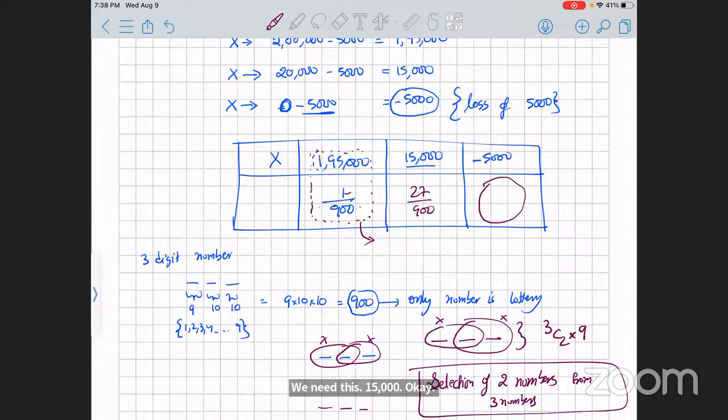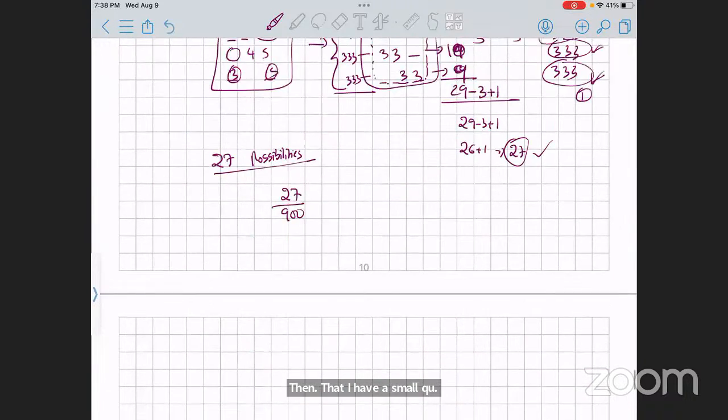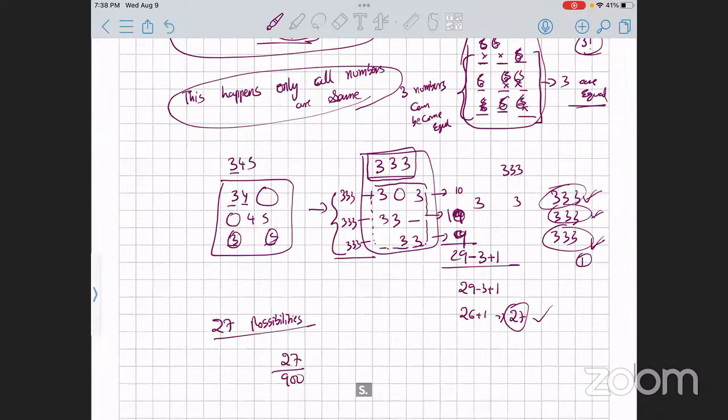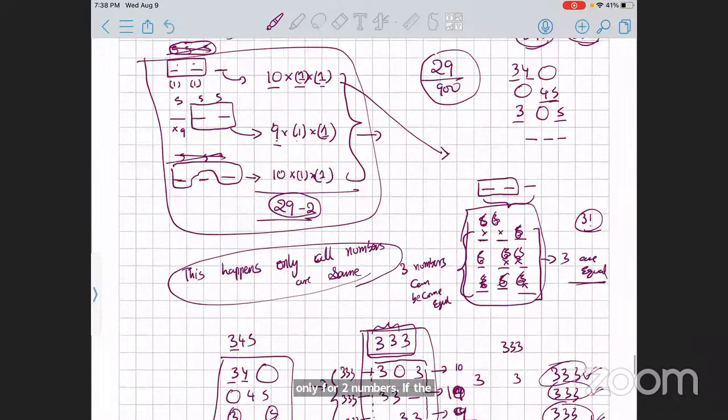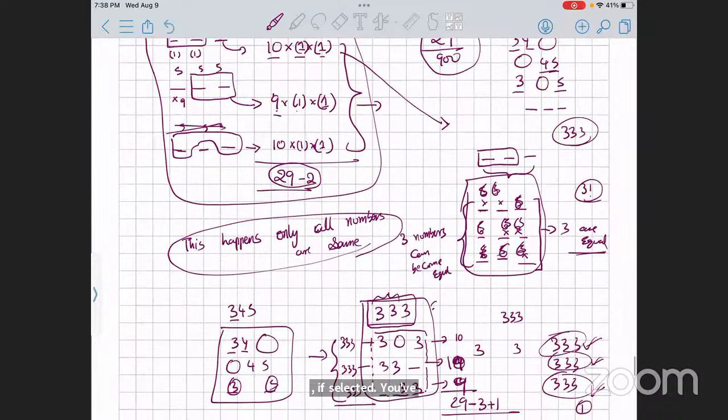Sir, I have a small query. Sir, 27 by 900 is for all 3 same numbers, no, sir? The question was only for 2 numbers, no, sir? Yeah, only for 2 numbers. If the lottery has all the 3 numbers same, then it will happen. Then we should minus it. If it was 3 numbers, it would be.